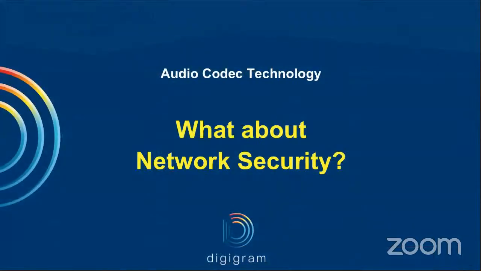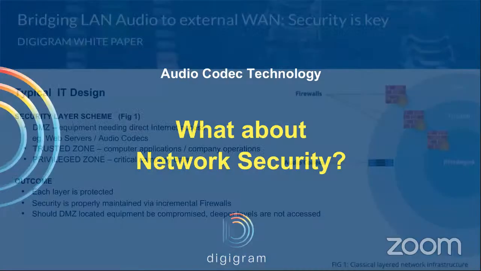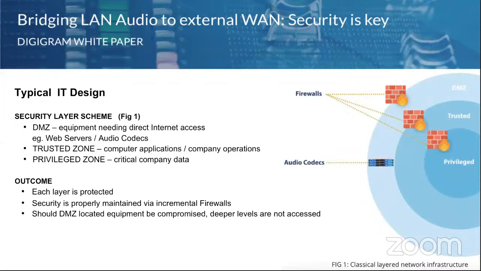What about security? If we're putting a ServLink or a CrossLink in a situation using LAN audio and we have other network activity, how do we protect it? Because we're opening up the firewall, we're opening up the network to the internet. So the audio codec lives out. Typical IT design might look something like this, where the audio codec is behind the first DMZ layer of the firewall. Back here, you have trusted and privileged information. That's your regular business activity.